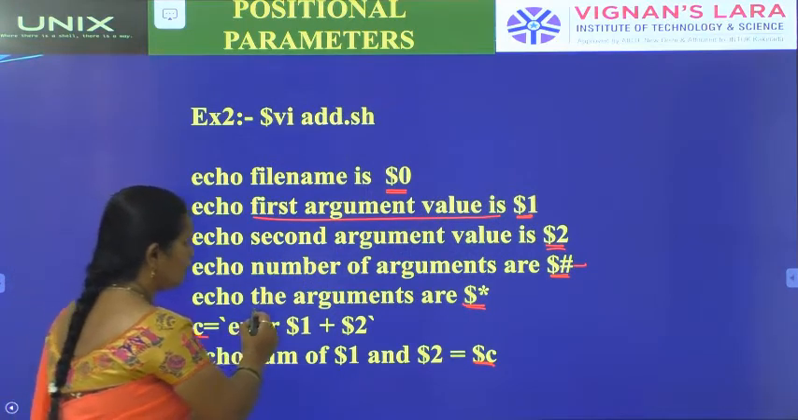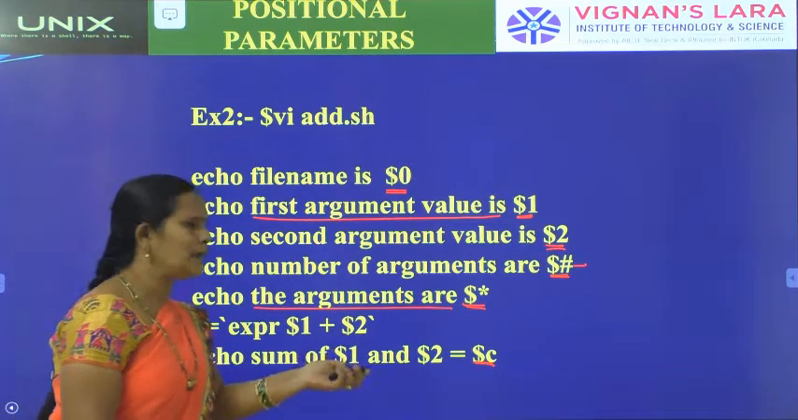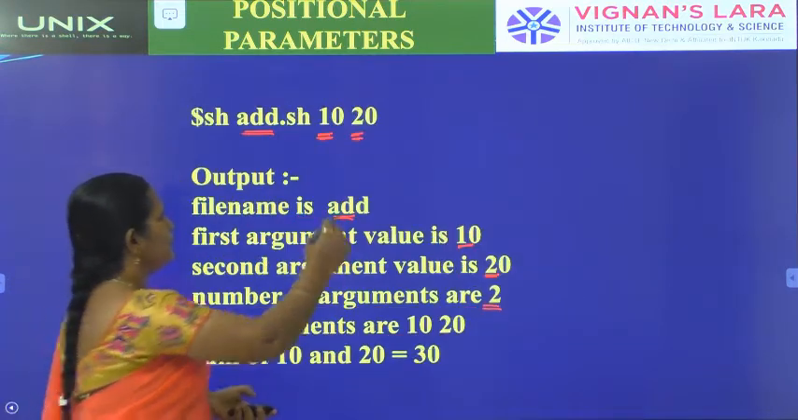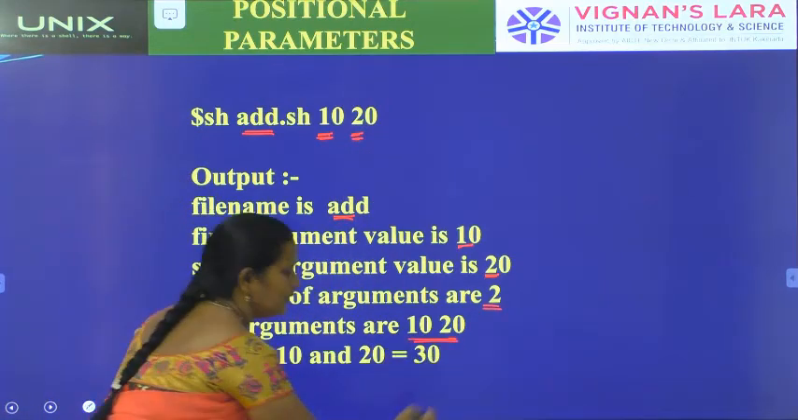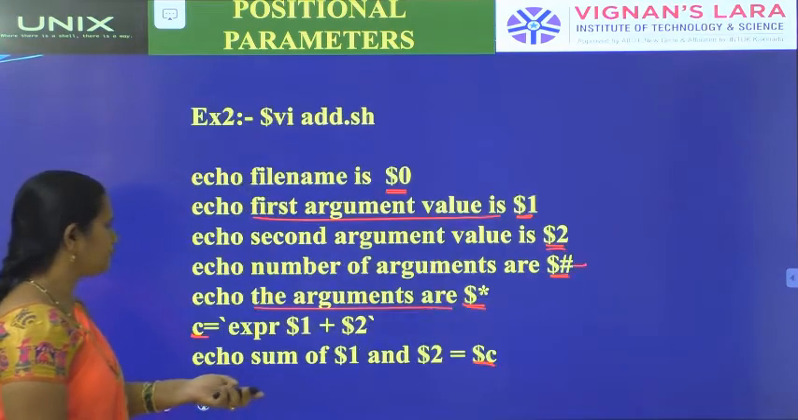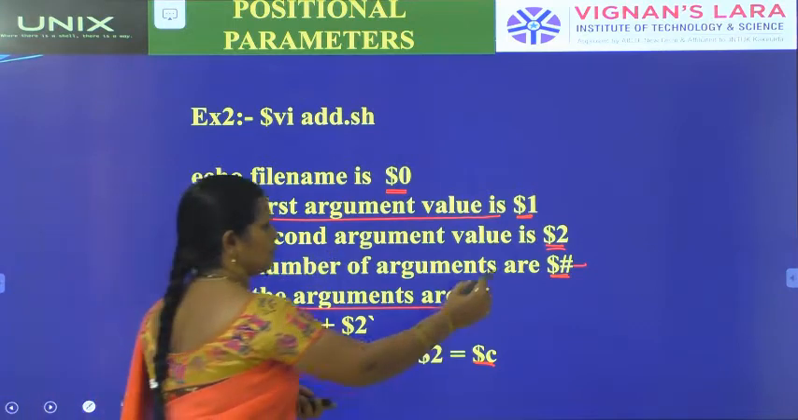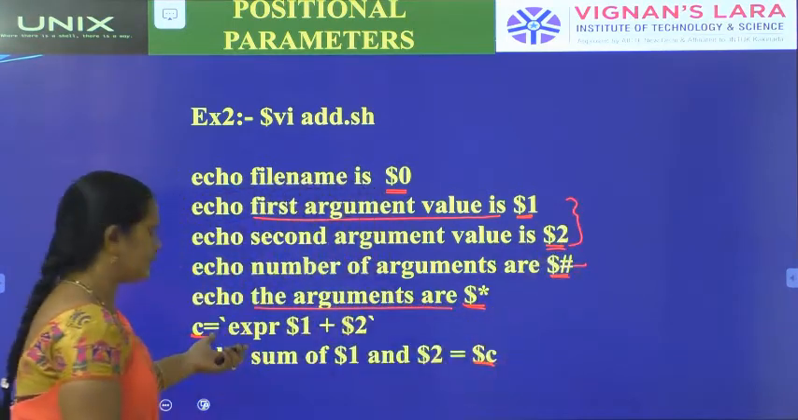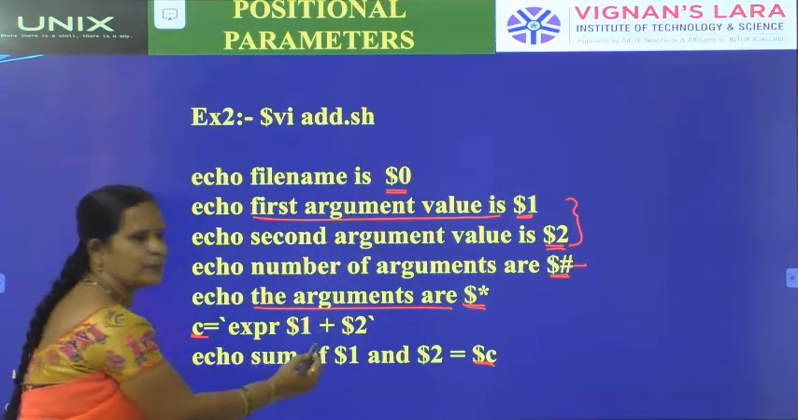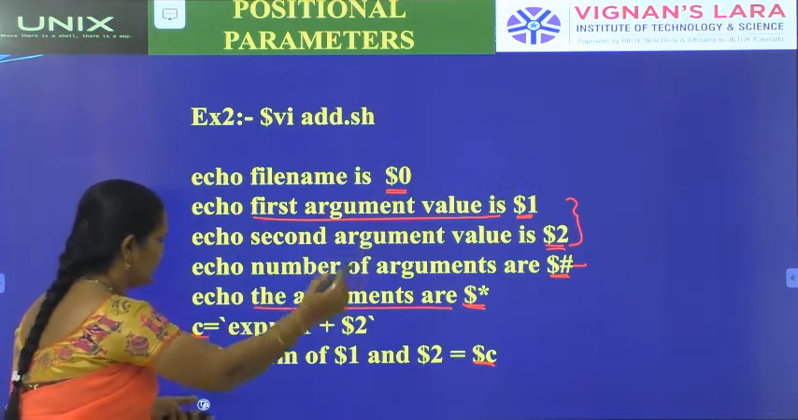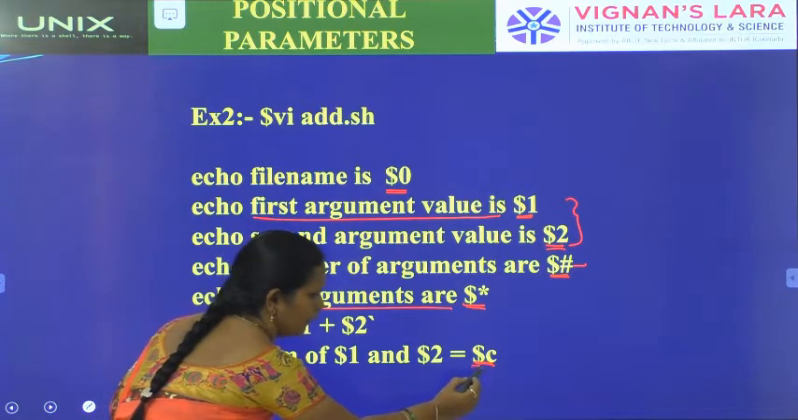Next, echo space the arguments are. It is going to display the submitted arguments. Here I submitted 10 and 20, so it is going to display the arguments are 10, 20. Next, observe. Here I performed the addition of 2 positional parameters, $1 and $2. So C is equals to expr space $1 space plus space $2. The addition of these two numbers is stored in a variable C. In order to get this, we have to use the dollar symbol.